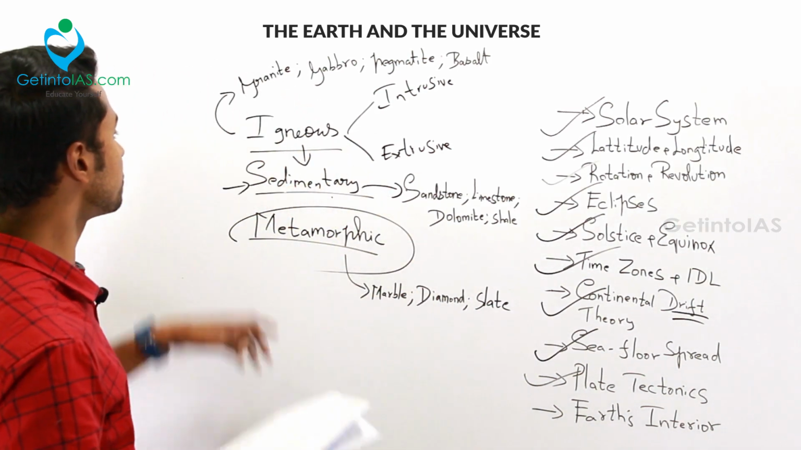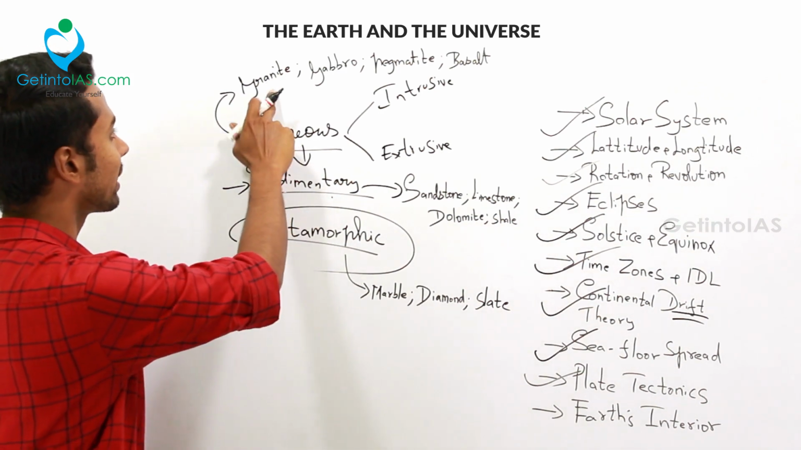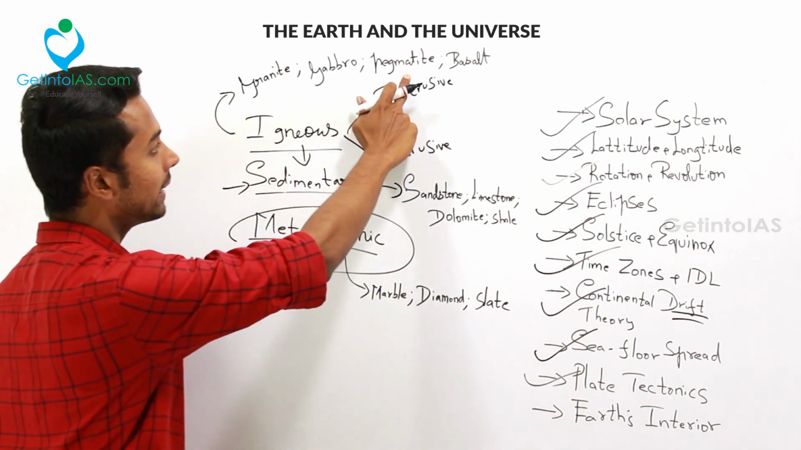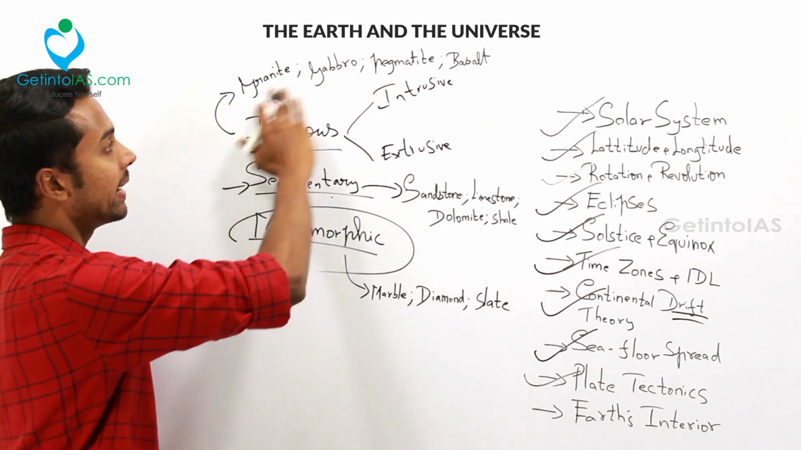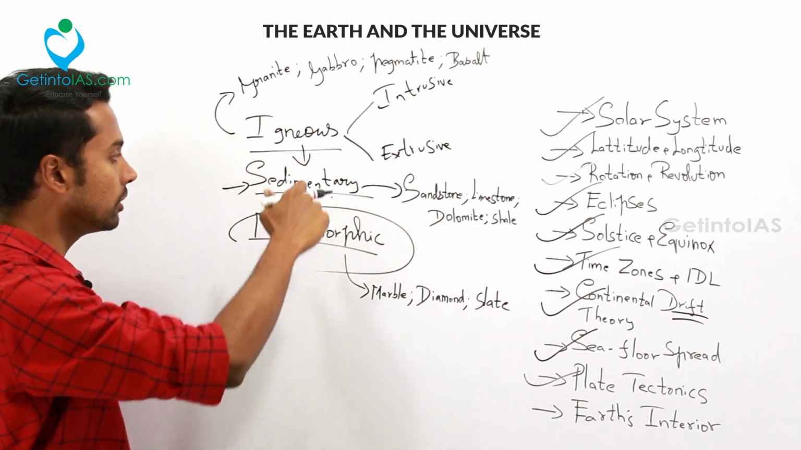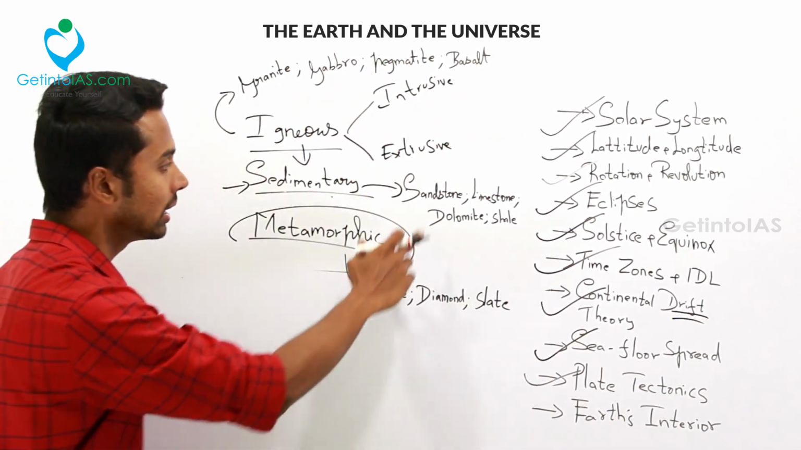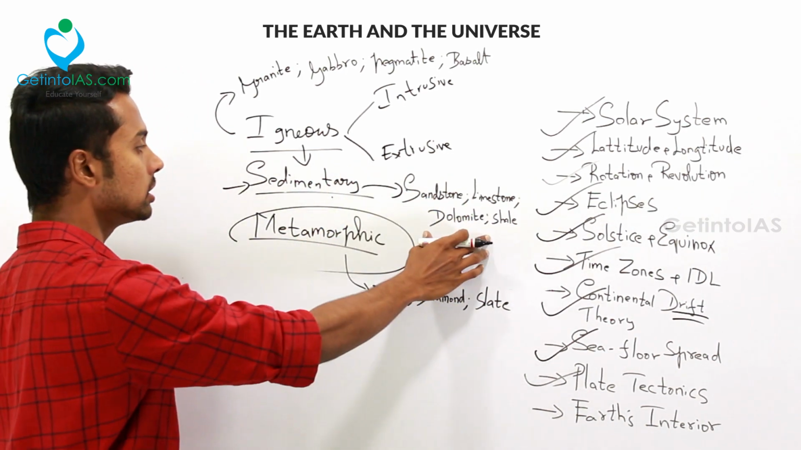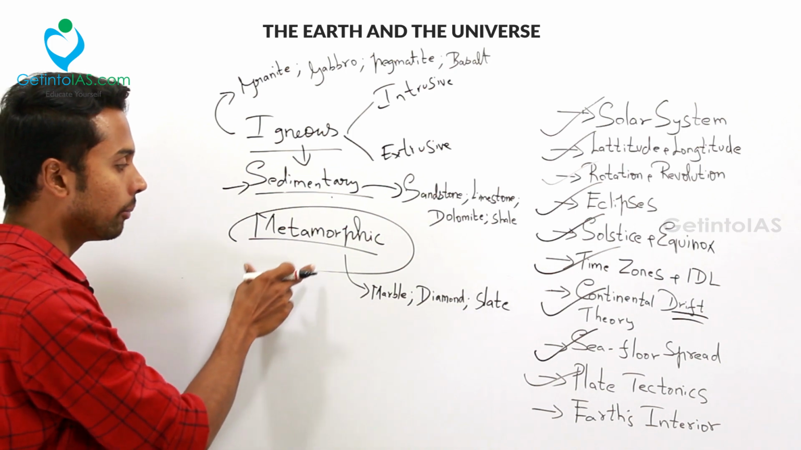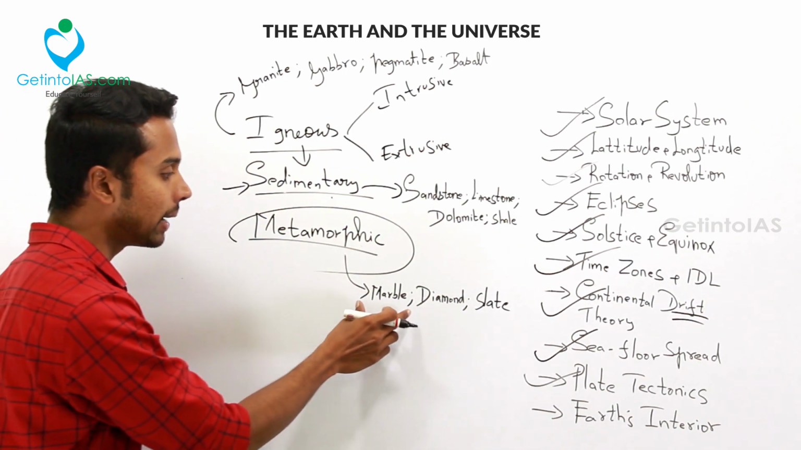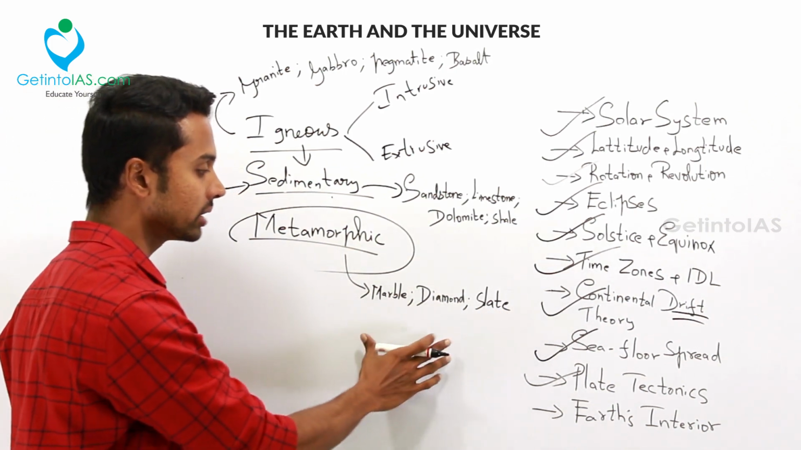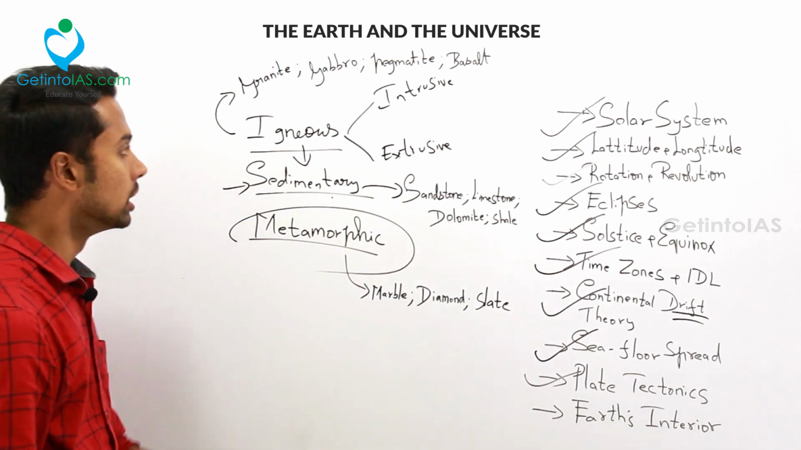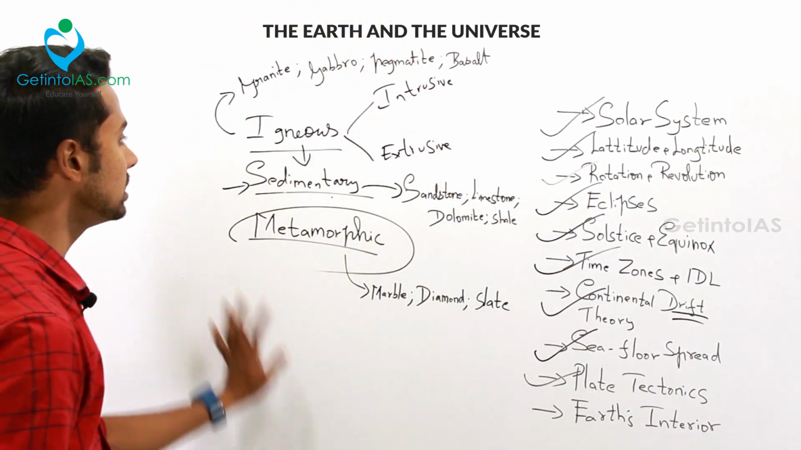Okay, first with respect to igneous rocks, examples are granite, gabbro, pegmatite and basalt. These are the examples for igneous rocks. Next we will go to sedimentary rocks. Examples are sandstone, limestone, dolomite and shale. These are the examples for sedimentary rocks. Finally, about metamorphic rocks, examples are marble, diamond and slate. These are the examples for metamorphic rocks. Okay, so these are the examples of all these three rocks.